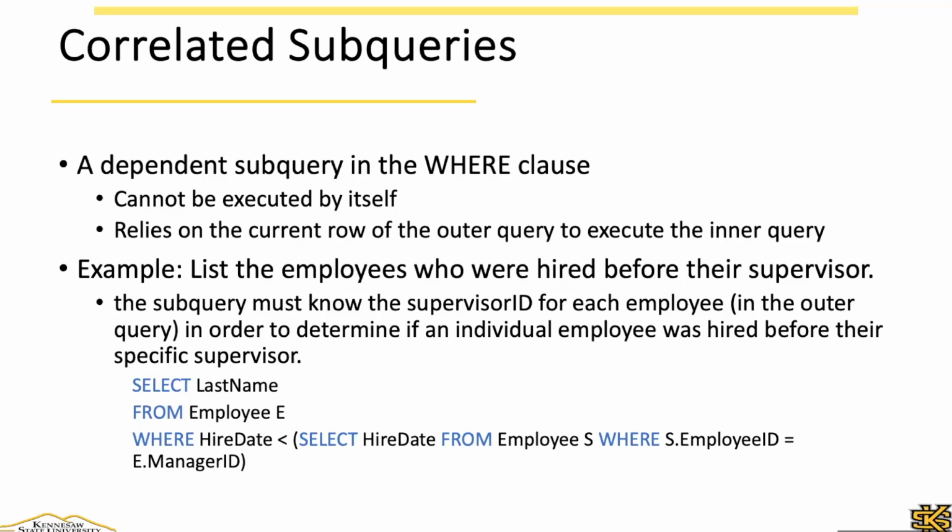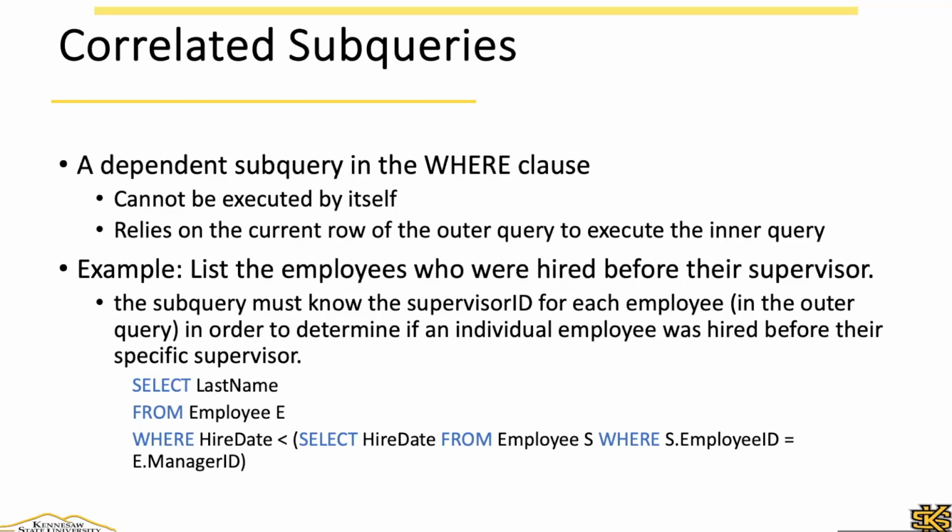So when the query runs, and this is so important, SQL makes two copies of the employee table, one for the outer query, which is given the alias E for employee. As you can see, we have select last name from employee, and the alias is E. And one for the inner query, given the alias S for the supervisor.